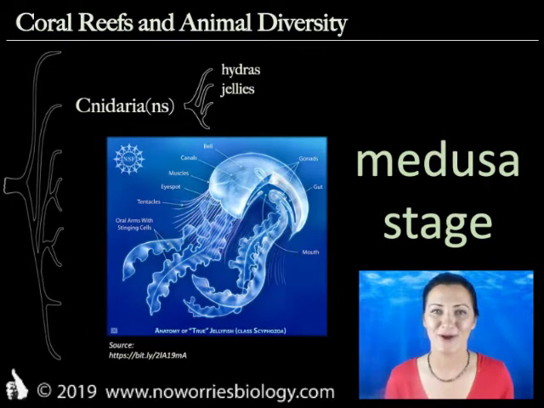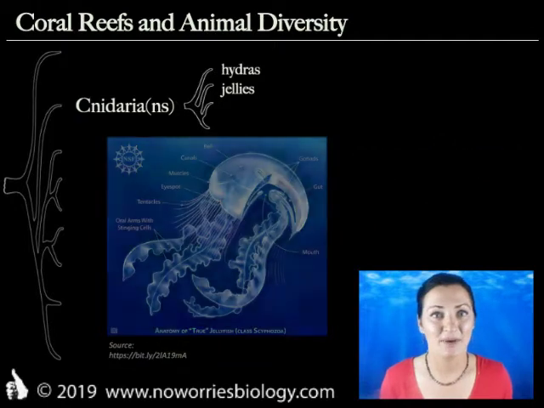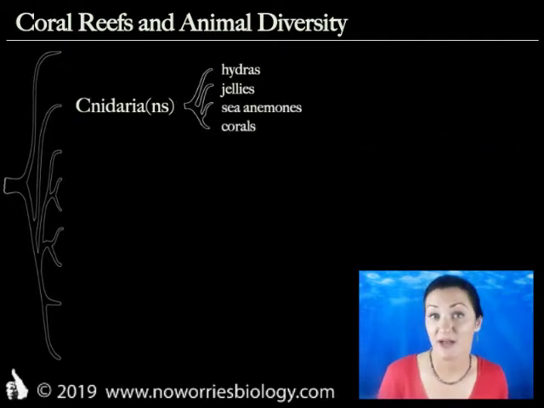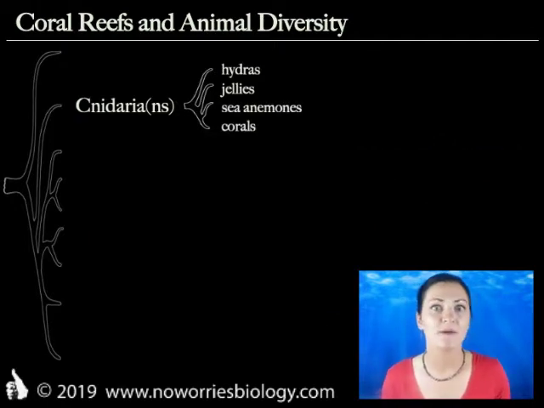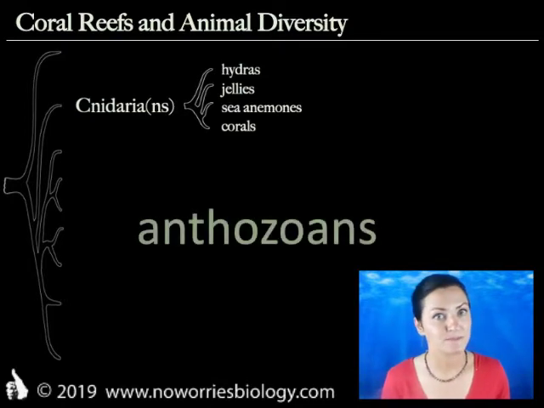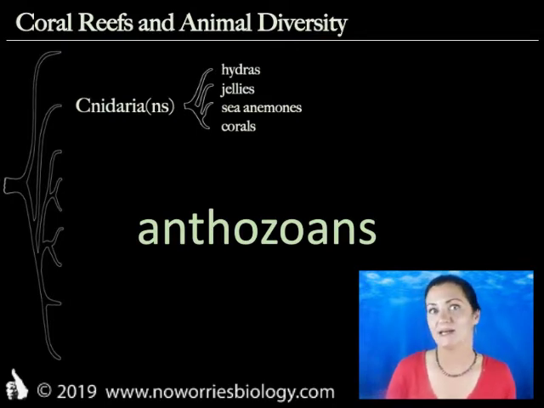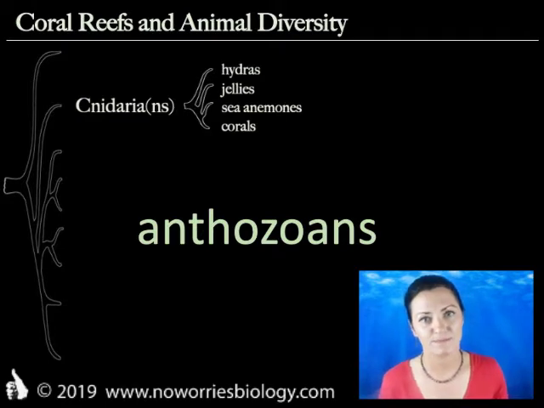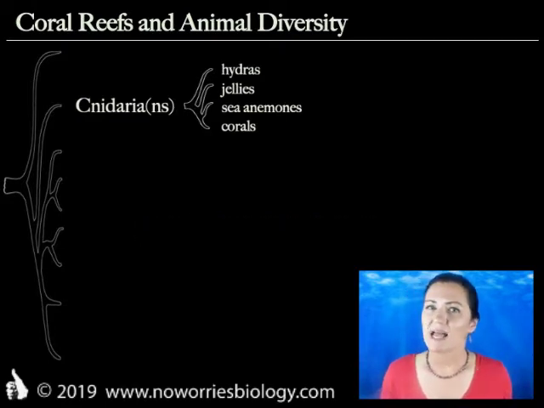Great, moving on. Sea anemones and corals are two groups of animals that are closely related to each other, and together they are referred to as anthozoans. In their adult stage, anthozoans are almost always attached to the seabed, so they can't move around anymore. Let's have a look at sea anemones first.